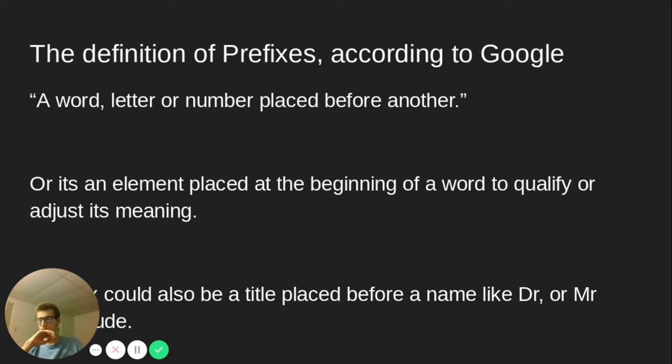Or it could also be a title placed before a name, like Dr. Seuss, sick author, or Mr. Penn.